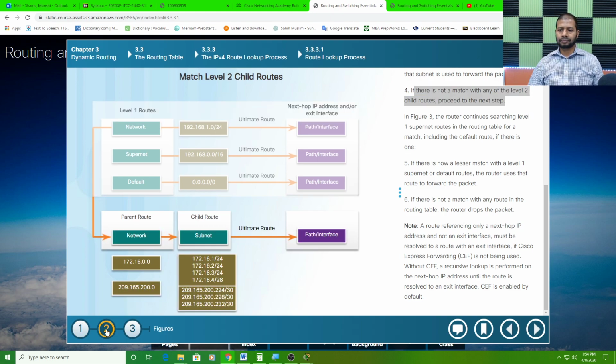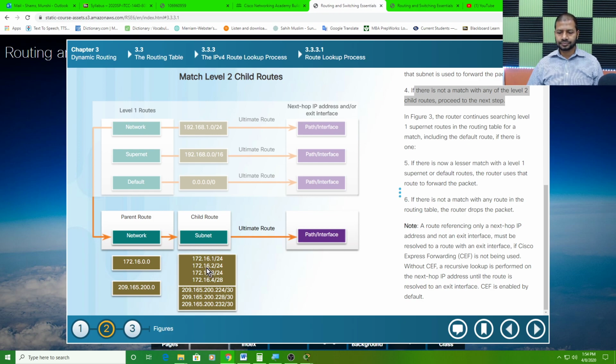So here, matching level 2 child routes. One of these will match. One of the exact subnets is going to match, and the packet is sent to that particular subnet as opposed to going to the parent. The parent is ambiguous, because it is not really a network anymore. It has been subnetted into many different subnetworks, so a packet has to go to one of the subnets. That's why if there's a parent route, you don't send to it. You look for each child to go to the specific network.